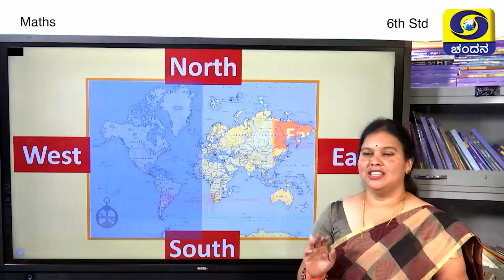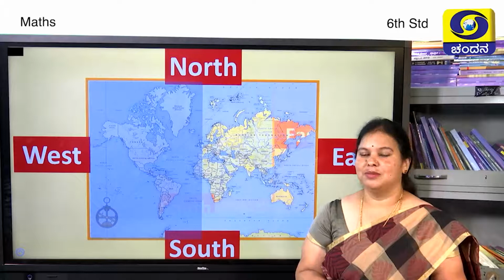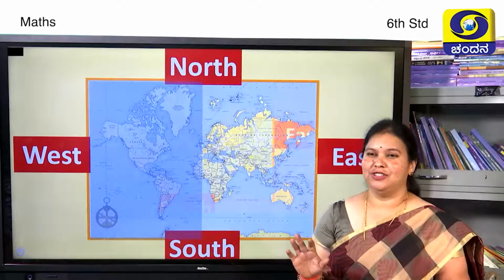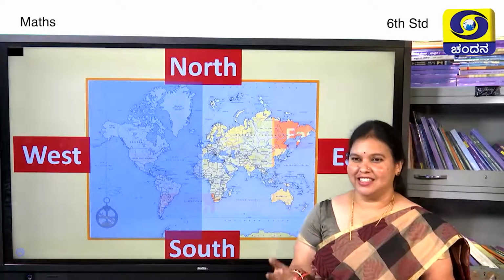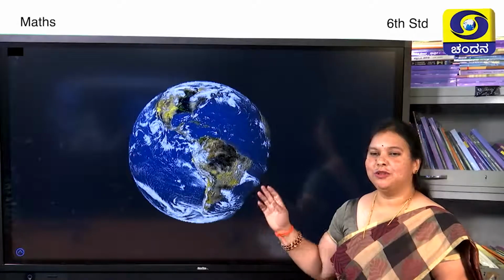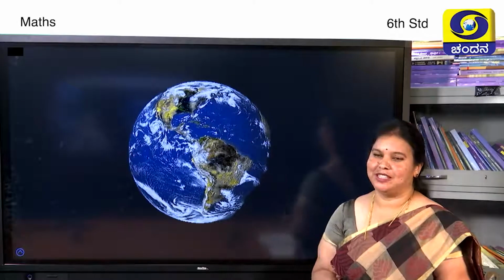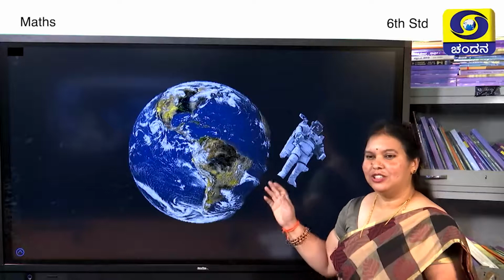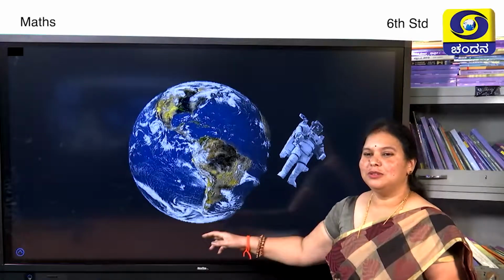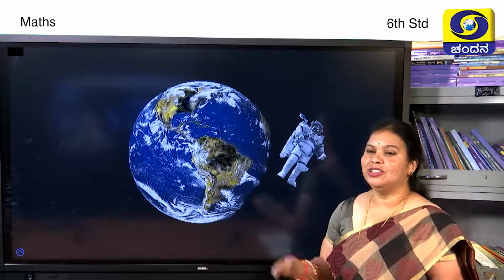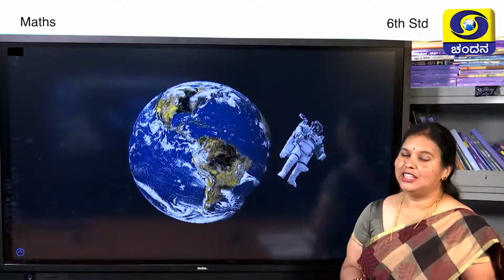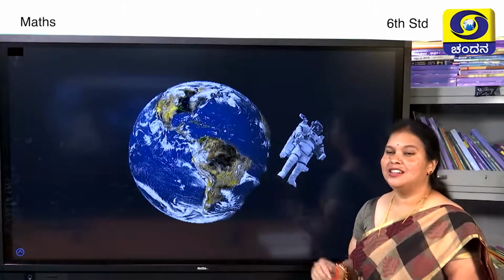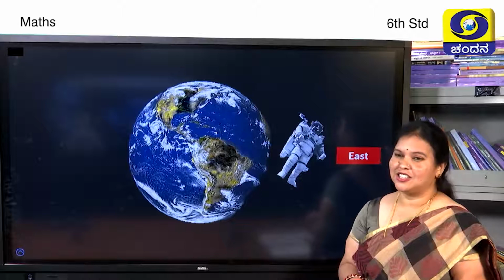This minimum knowledge is very important in your life because people are always confused in finding directions in their daily life. Here is a beautiful picture of Earth taken from space. Now I will add an astronaut to this. He is revolving around the planet Earth. Now you observe the movement of the astronaut. Now tell me, what is his position? Yes, correct. He is in east now.